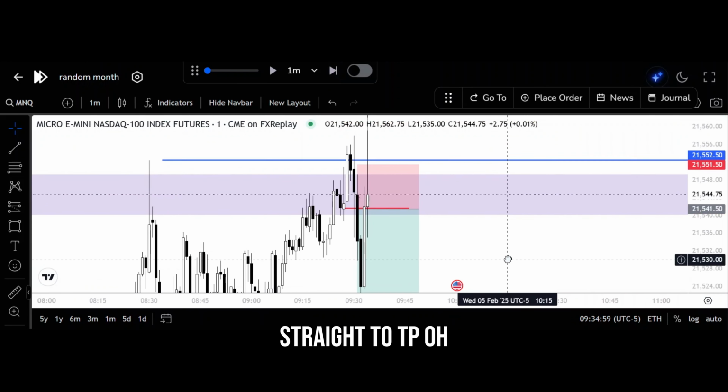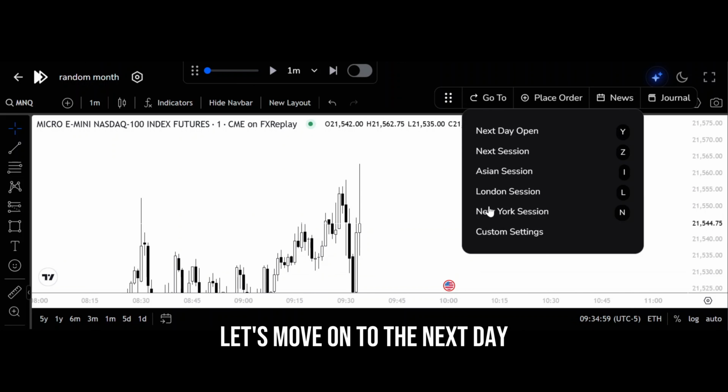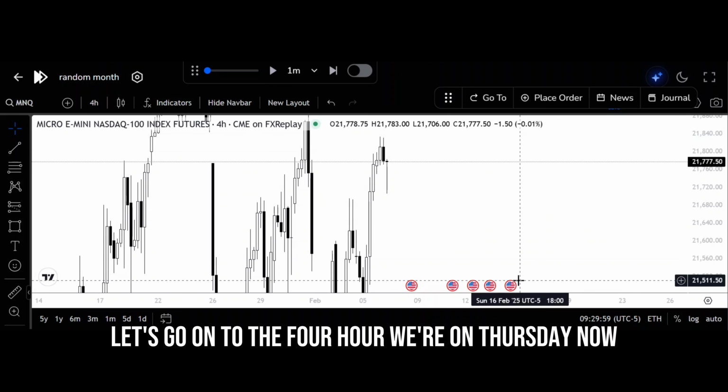Straight to TP. I should have really not taken that. Okay, that one here, stop loss. Let's move on to the next day, because I took a loss. Right, let's go on to the 4-hour.